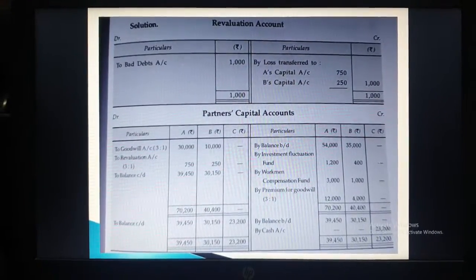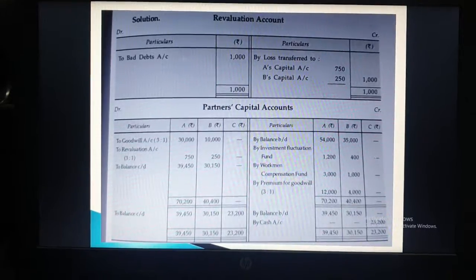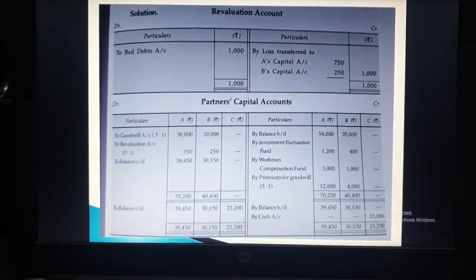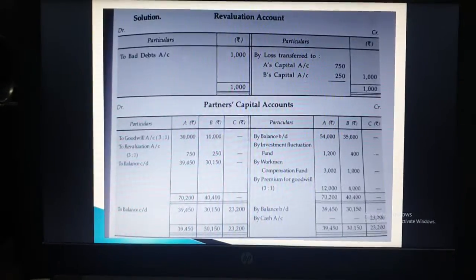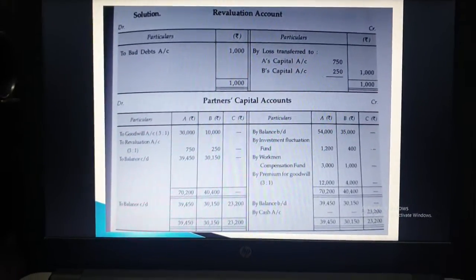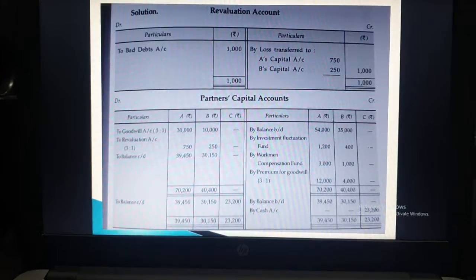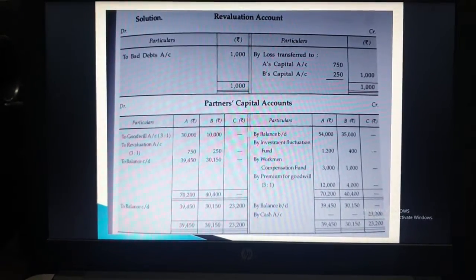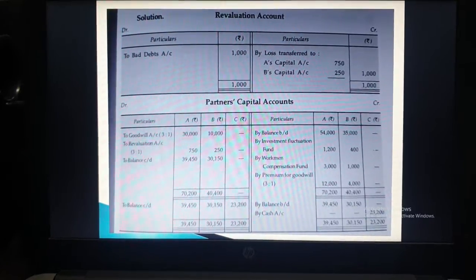So this is how to prepare the revaluation account, partners capital account and the capital adjustment on the basis of old partners' capital. And in the capital adjustment of this case, you have to calculate the capital of the new partner on the basis of old partners' capital. Thank you so much.